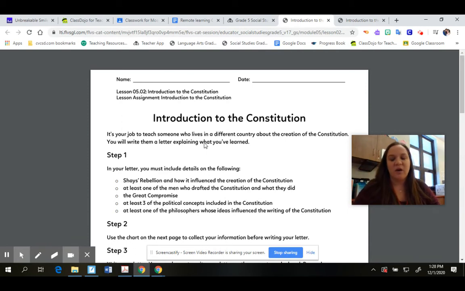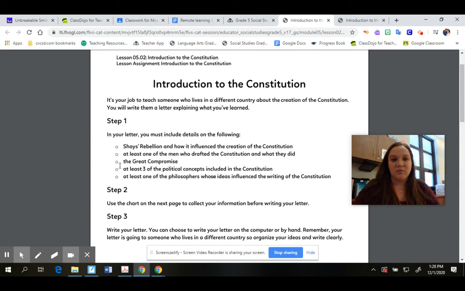It's going to take you a little bit of time, which is why this is the only assignment you have for social studies this week, okay? In your letter, you must include details on the following. All of these things right here, 1, 2, 3, 4, 5. Those 5 details are going to be your 5 paragraphs, okay? It makes sense now that I've sat down and thought about it and Maddie brought it to my attention.